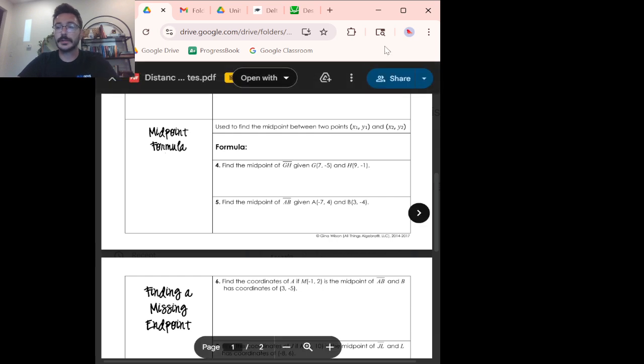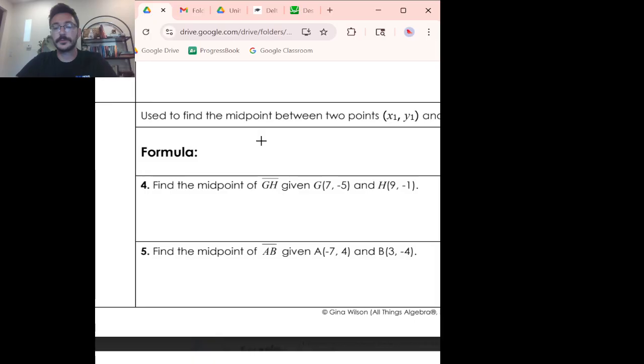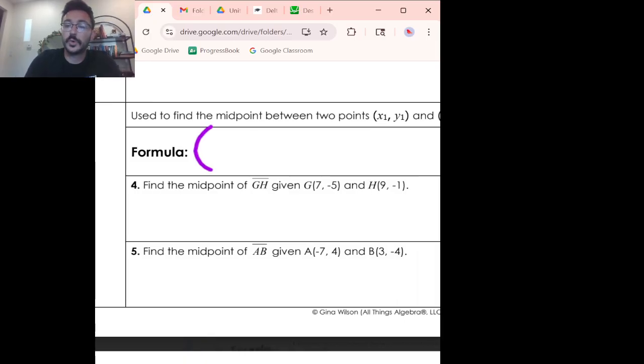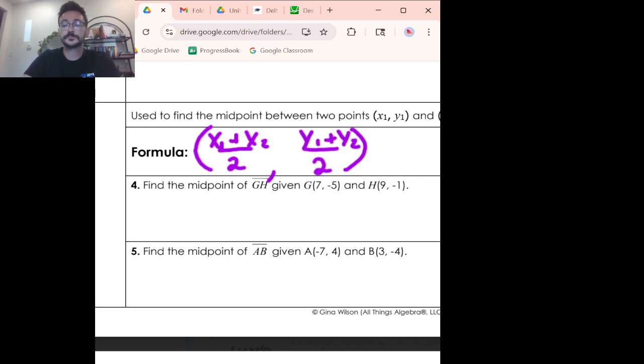So what that looks like, I think this drawing tool is freezing my screen a little bit, but that's all right. It's going to be a coordinate this time instead of a single number, so I'm going to set it up like a coordinate. I have two x's and two y's, so if I'm taking the average, both are going to get divided by 2. You're going to add your two x's together, x1 and x2, and your two y's together, y1 and y2.